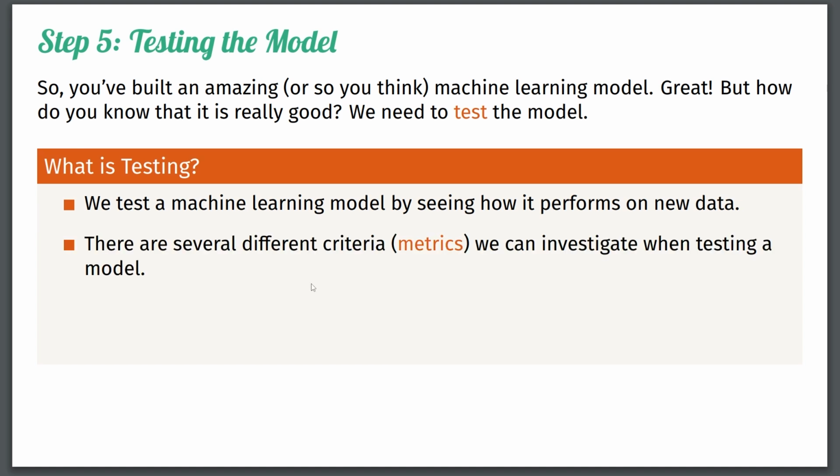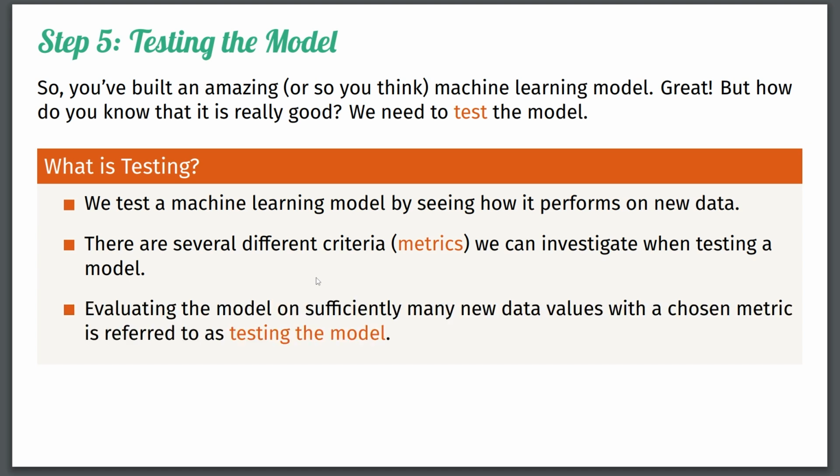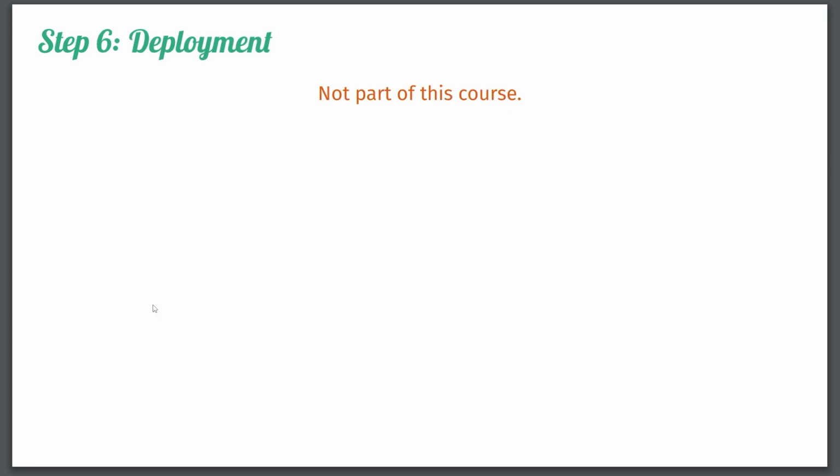There are several different criteria, what's technically called metrics, that we can investigate when testing a model. This we'll get back to a bit later in the course. And evaluating the model on sufficiently many new data values with such a chosen metric, this is referred to as testing the model. So this is essentially going to the model and say, hey, how good are you really at this task that we've built you for doing? If it's amazing, then fantastic. If it's really bad, then you probably need to go back and change some things about your model or about your data. Finally, step 6 is deployment.